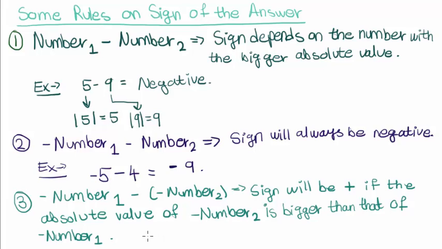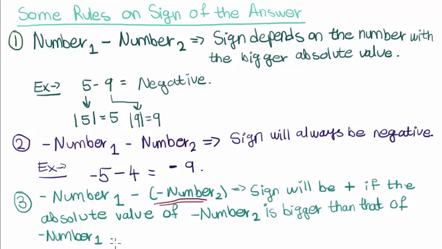Now what this rule tells me is that if I have some negative number, and from that negative number I'm subtracting another negative number, the sign of the answer will be positive if the absolute value of negative number 2 is bigger than that of the absolute value of negative number 1.